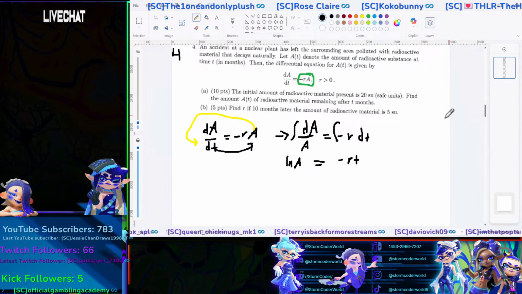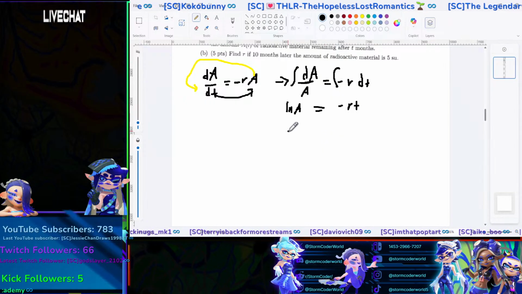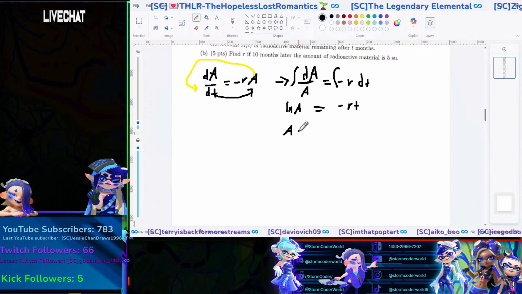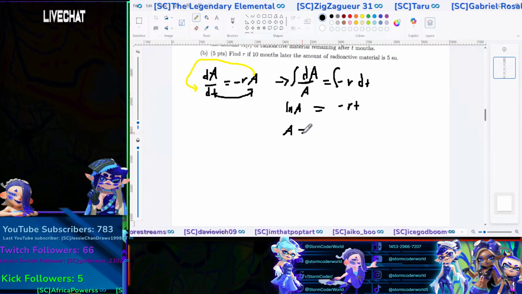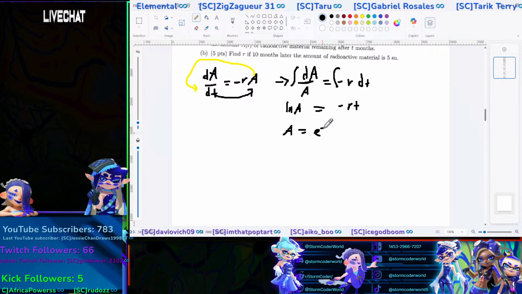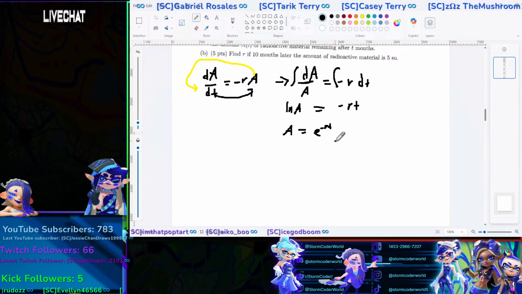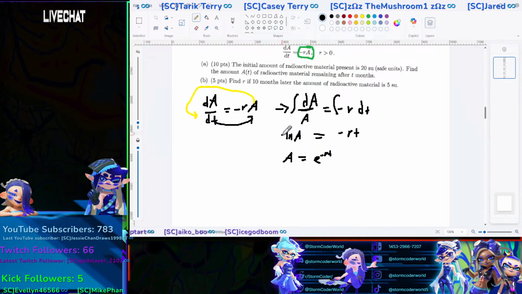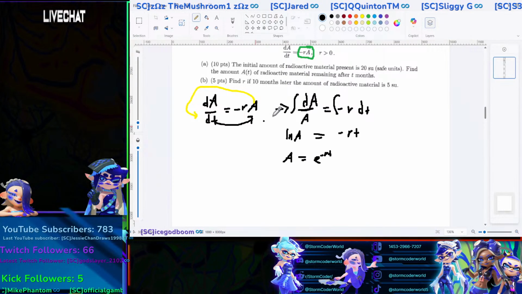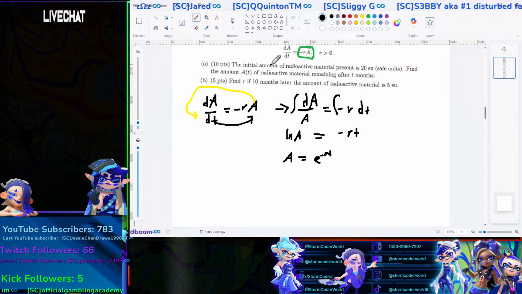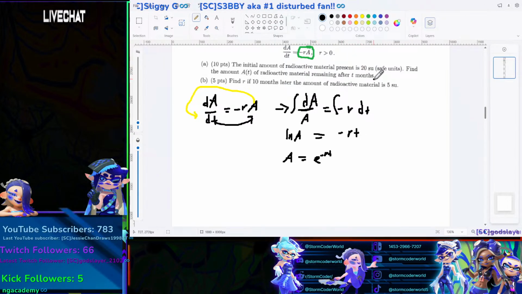This is what I will get. Now I have to do e on both sides. So I would get A here is equal to e to the negative rt. So that's what I have. So what this would be is, okay, find the amount A(t) of radioactive material remaining after t months.